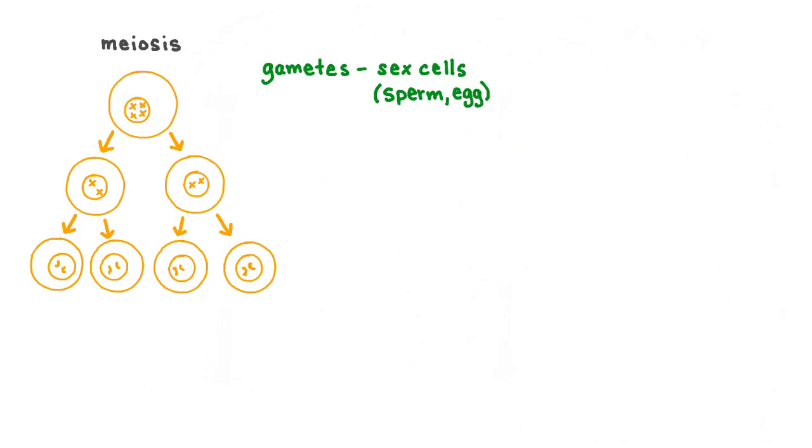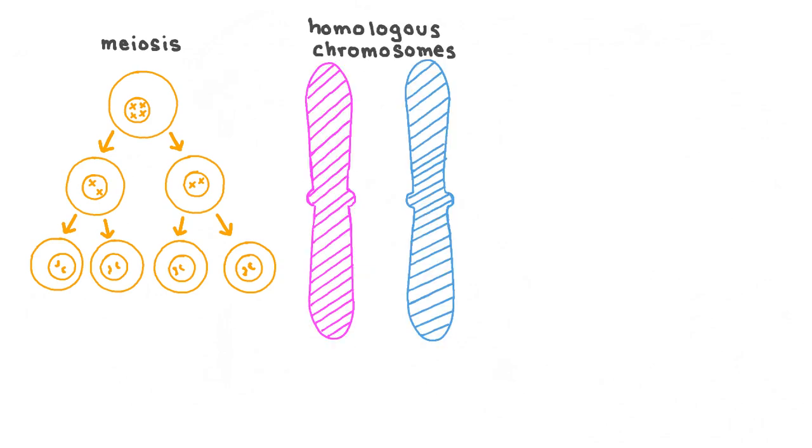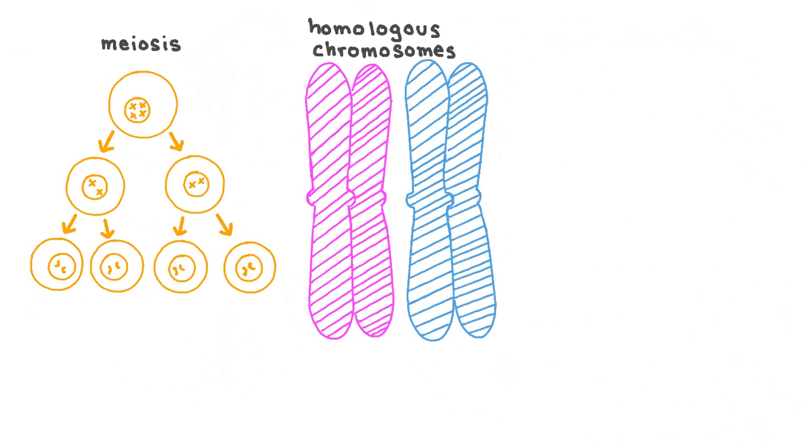Gametes, or sex cells, are produced through a special type of cell division called meiosis. Meiosis produces 4 gametes, each with half the organism's total chromosome number. Remember our homologous chromosomes? Just before meiosis begins, each chromosome duplicates itself, so that there will be a copy for each daughter cell after the division.